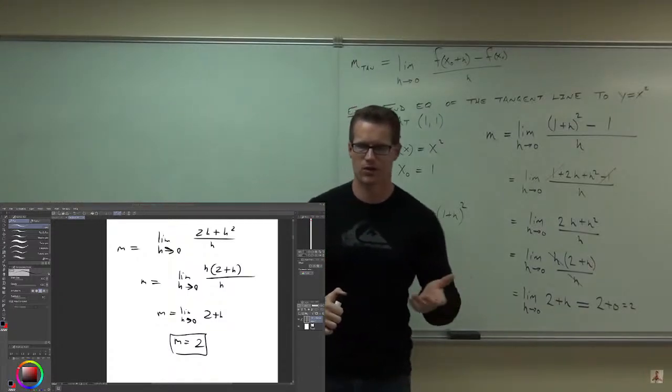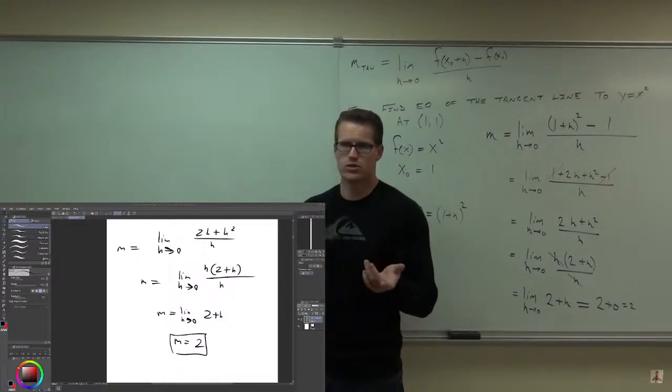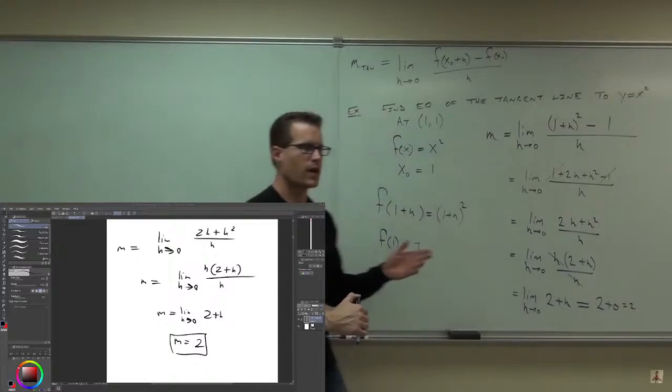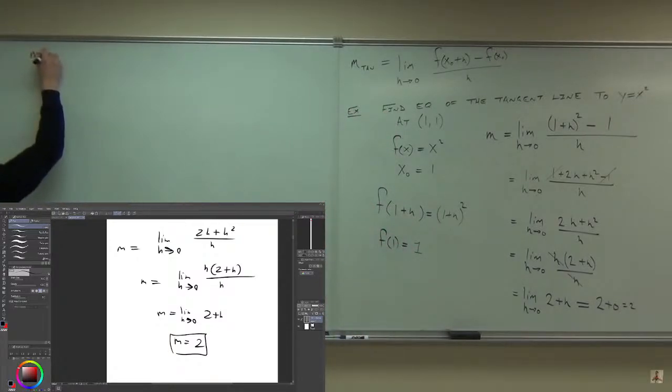What's the slope of that curve at the point 1, 1? 2. You just found it. You found the slope of that curve at that point. And now it made a whole lot more sense because we got to use limits with it. So the slope of that tangent line is 2.